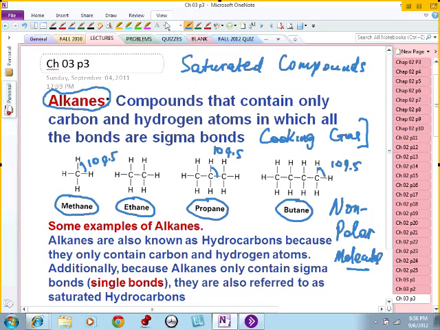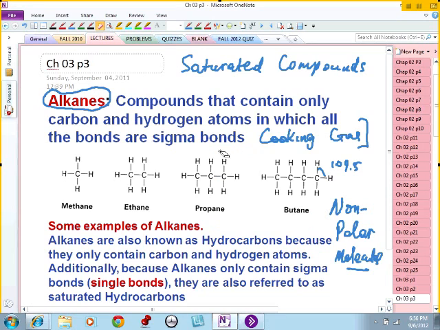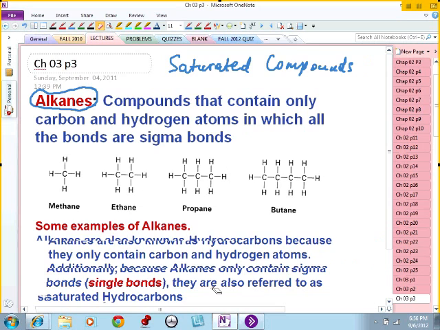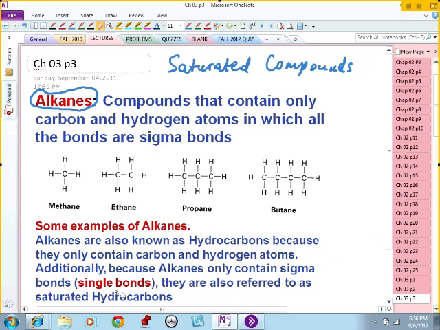So anyway, basically therefore, alkanes are those molecules that contain only carbon and hydrogen atoms in which all of the bonds are single bonds. And so sometimes we refer to them as saturated hydrocarbons. Hydrocarbon simply means compounds that contain carbon and hydrogen.